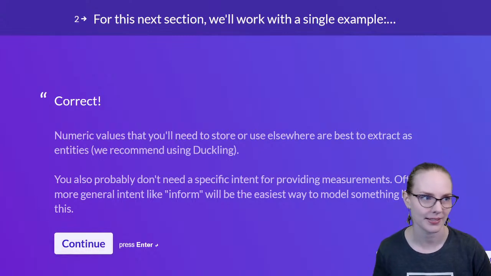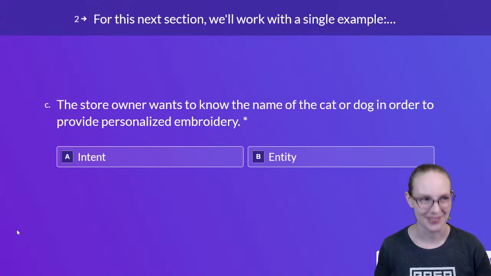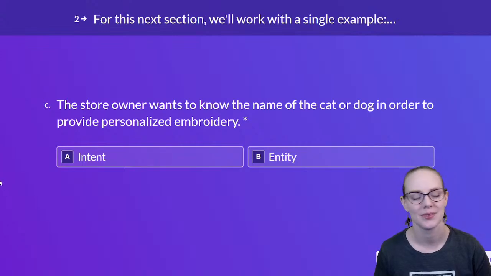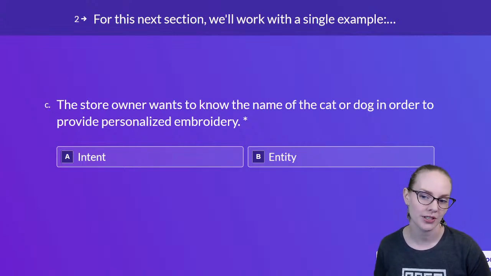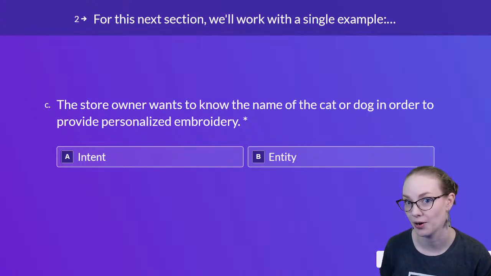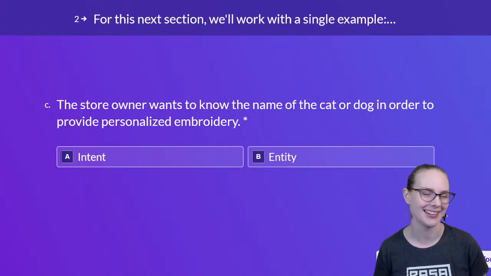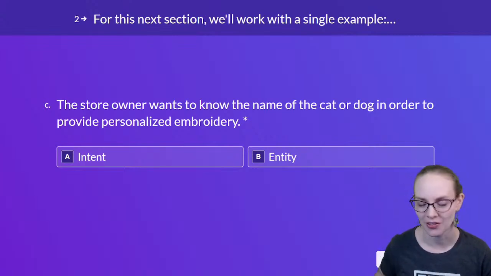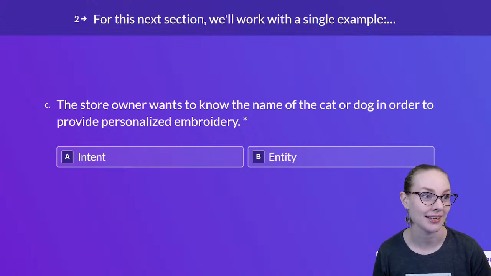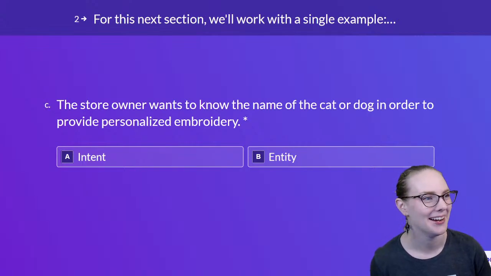All right, next section. So we're still working with this assistant, and that is a pet clothing retail assistant. So in this case, the store owner wants to know the name of the cat or dog in order to provide personalized embroidery. So maybe it's like a little jacket and it's got like, I don't know, Fido on the side. Or maybe it's on the label if the owner has like 6 dogs. They want to make sure that they can tell whose are whose. Just, these are toy examples. This is not a real example.